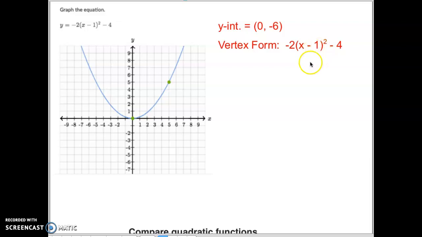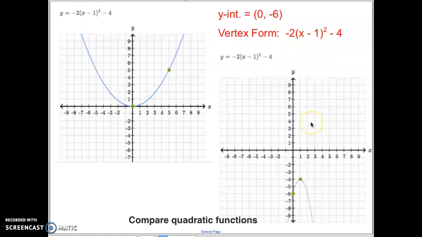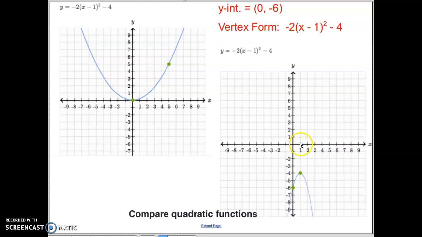It's easy to find your vertex from vertex form. So you could graph this. You have your +1, -4 for your vertex. And then you plot 0, -6 for your y-intercept. And then you can see your graph shows up from there.